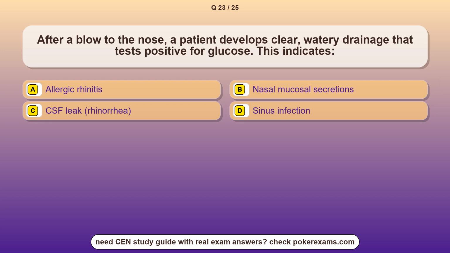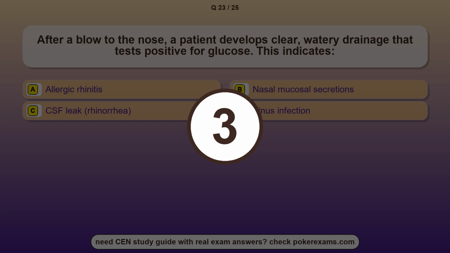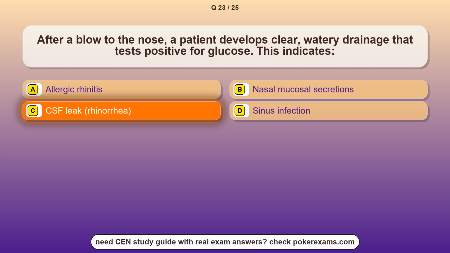Question 23. After a blow to the nose, a patient develops clear, watery drainage that tests positive for glucose. This indicates: Option A, allergic rhinitis. Option B, nasal mucosal secretions. Option C, CSF leak, rhinorrhea. Option D, sinus infection. The correct answer is option C, CSF leak, rhinorrhea.